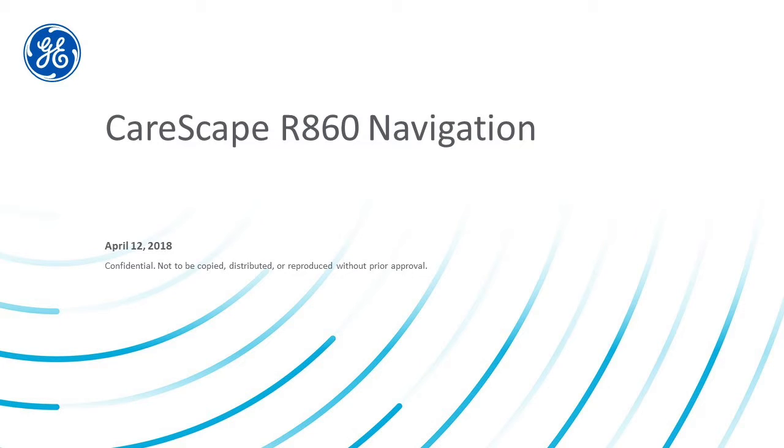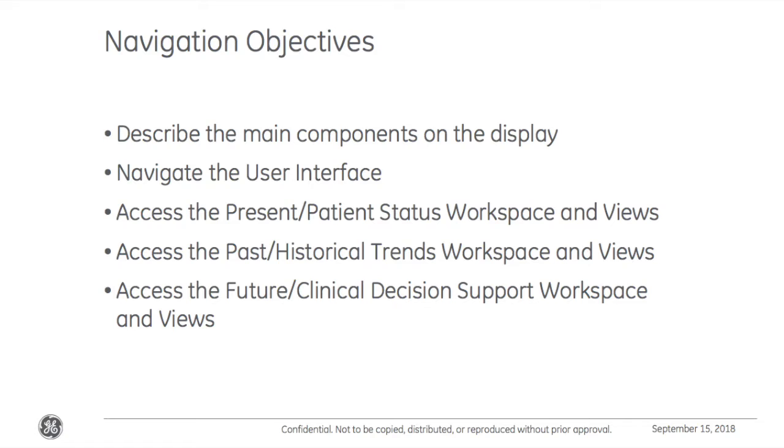The CareScape R860 ventilator navigation. Navigation objectives. After viewing this video, the participant should be able to describe the main components on the display, navigate the user interface, access the present patient status workspace and views, access the past, the historical trends workspace and views, and lastly, access the future clinical decision support workspace and associated views.